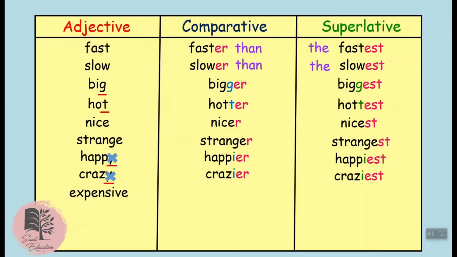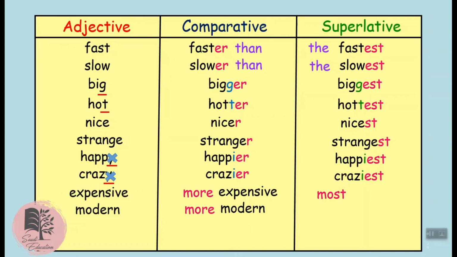When an adjective has two or more syllables, such as expensive and modern, we don't add er or est to the end of it. For the comparatives, we use the word more. More expensive, more modern. For the superlatives, we use the word most. Most expensive, most modern.